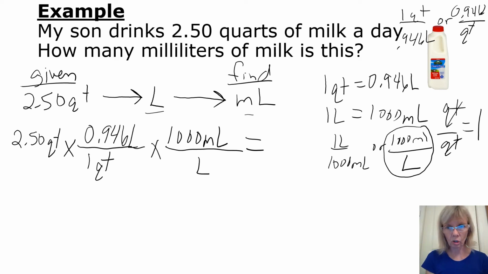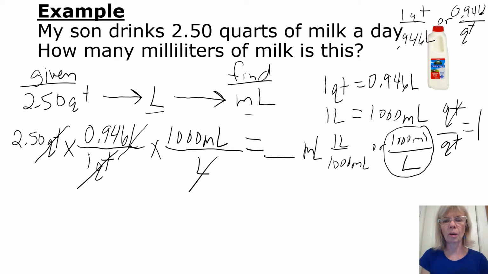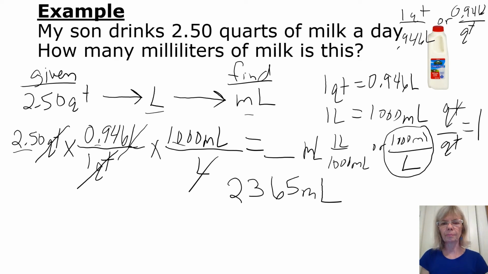And now I want to make sure all my units cancel. So I have a quart divided by a quart cancels out. A liter over a liter cancels out. And I end up with an answer that's going to be in some number in milliliters, which is what I'm looking for. So now I can just do the math. So I have 2.5 times 0.946 times 1,000, and the number I get is 2,365 milliliters.